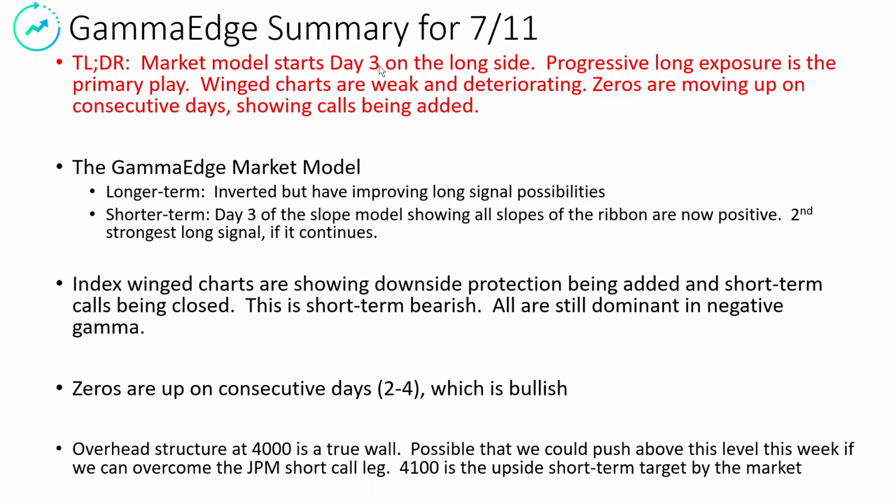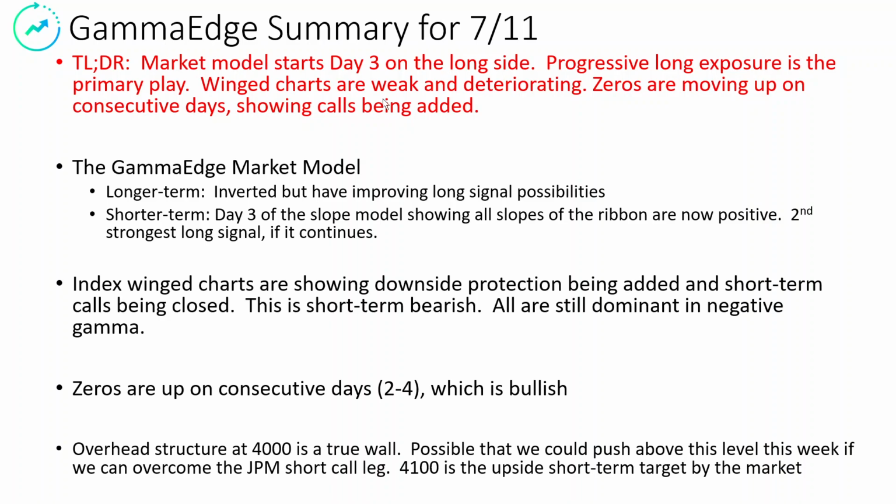The market model starts day 3 on the long side. This is that double upward slope of the ribbons. Again, significant testing has gone into that. We are net long on our portfolios, looking at the addition of downside hedges in the form of put collars, but nevertheless are looking to the upside right now. Progressive long exposure is the primary play, so keep adding those long positions as they present themselves.